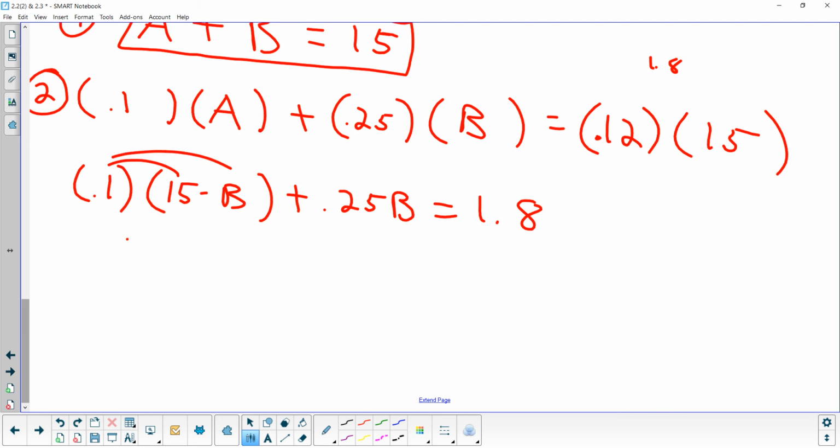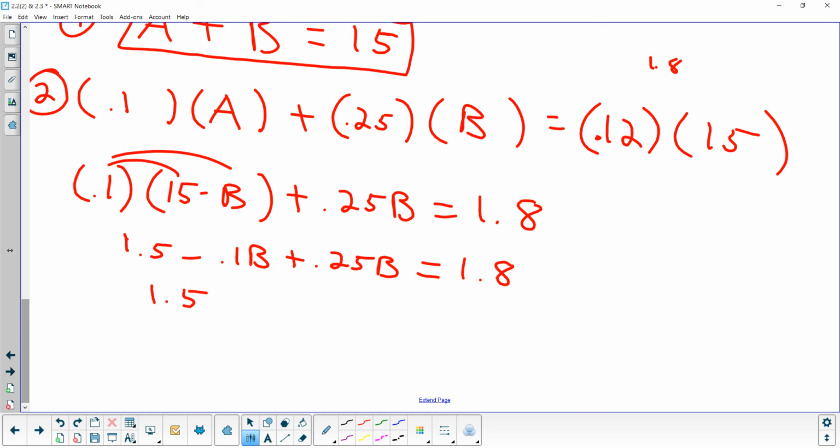So we're going to get 1.5 minus 0.1B plus 0.25B equals 1.8. What's negative 0.1 plus 0.25? Okay. Would it be 0.240? That would be negative 0.01. Oh, okay. But this is negative 0.1. Yep. 0.15. Yeah, good, 0.15.